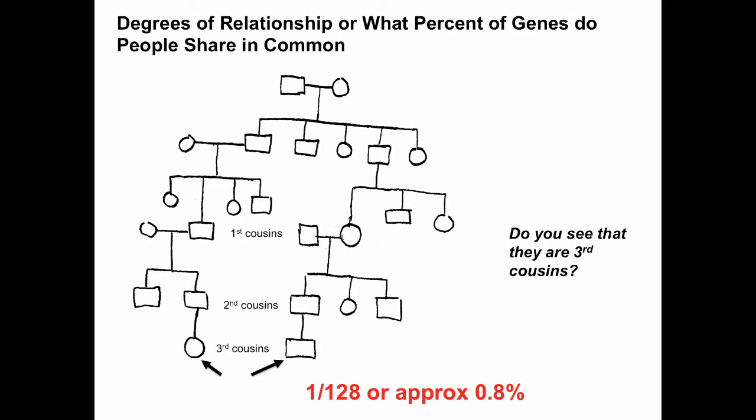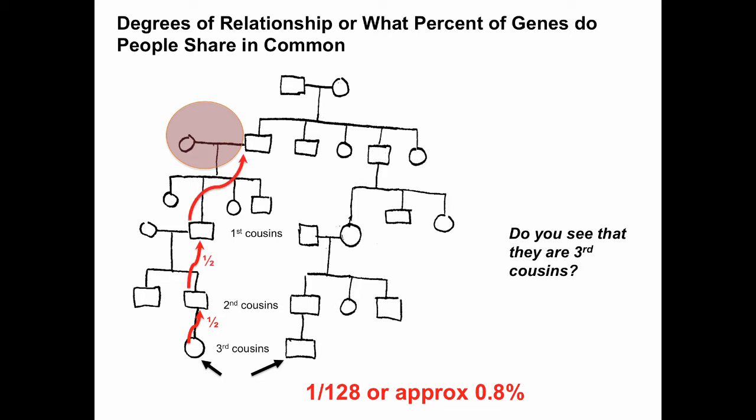Now, when you're looking at a pedigree like this, the first thing to do is exclude people that are not really in the family. So in this instance, this person is not in the family except by marriage. But then if you want to figure out what percentage of genes do these third cousins share in common, you can calculate back, and you can say from that person to that person, they share half of their genes in common. Then this person to this person, half the genes in common.